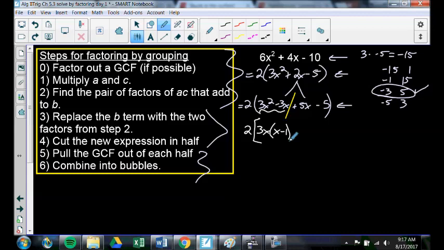I'm also going to factor a GCF out of here. I can pull out a 5. Since it's a positive 5, put a plus there. Had it been a minus 5, I'd put a negative there. I pull out a 5, that leaves me with x minus 1.